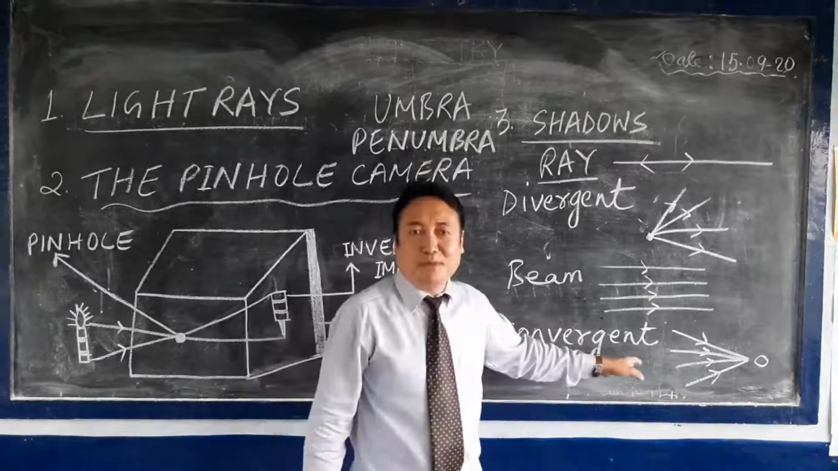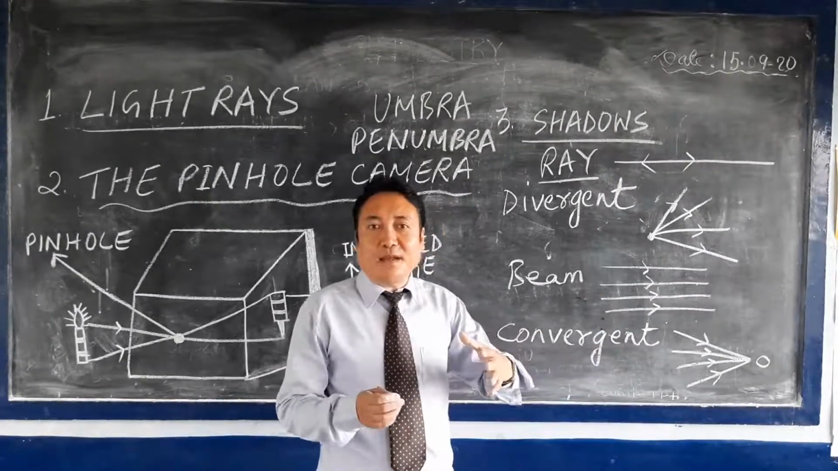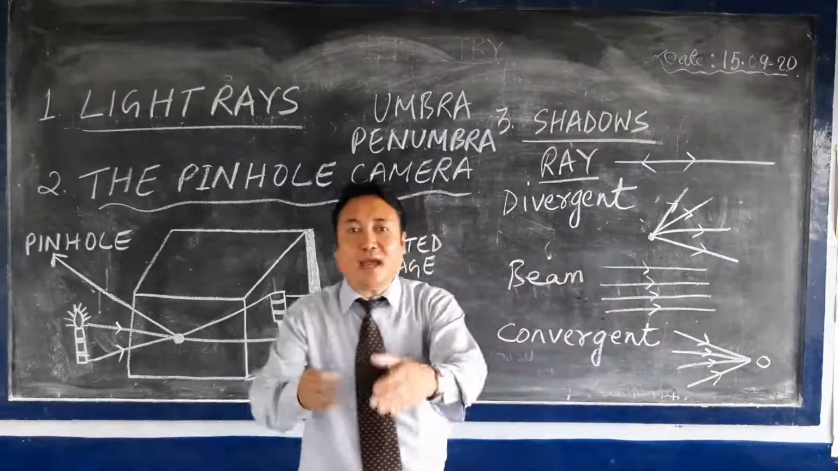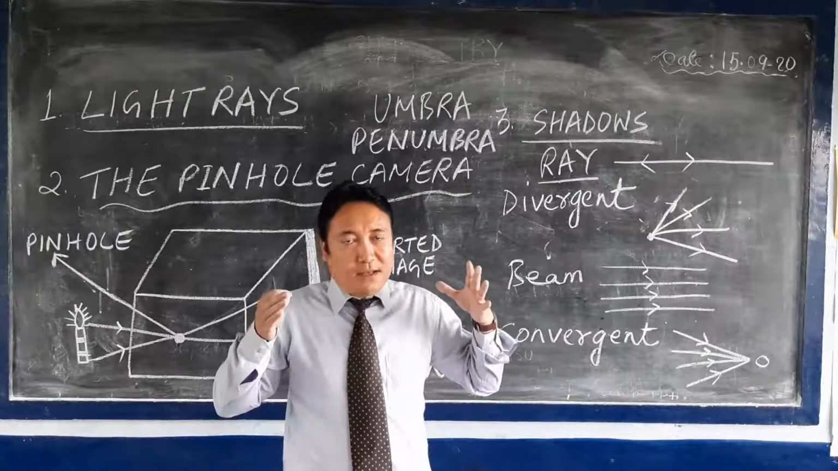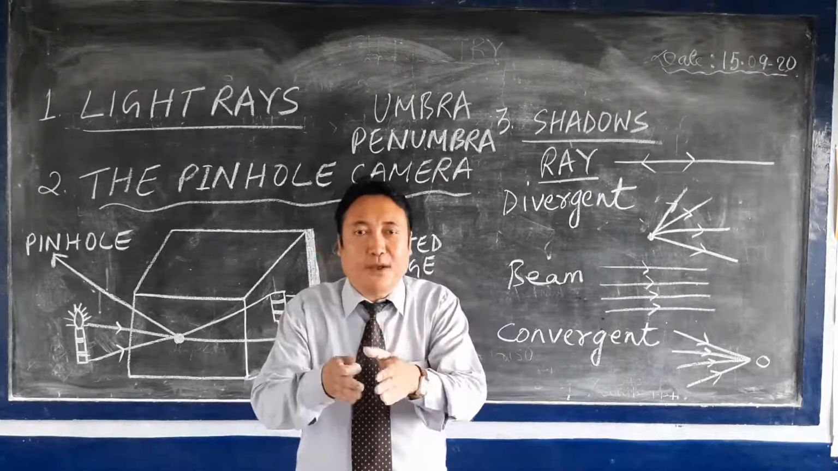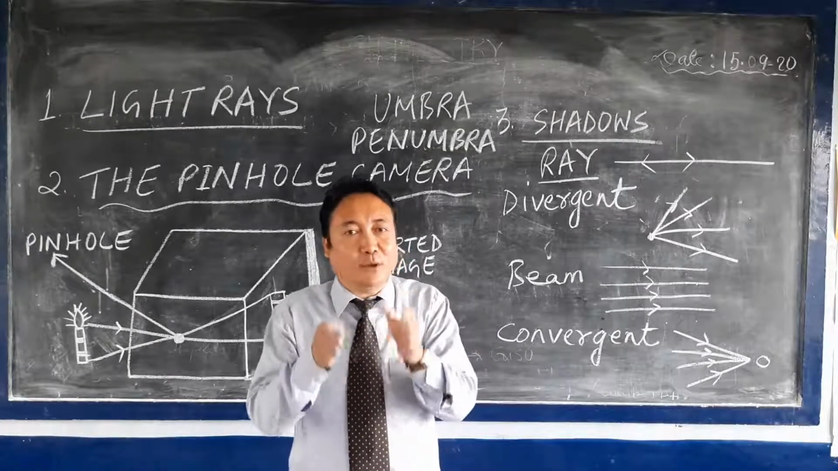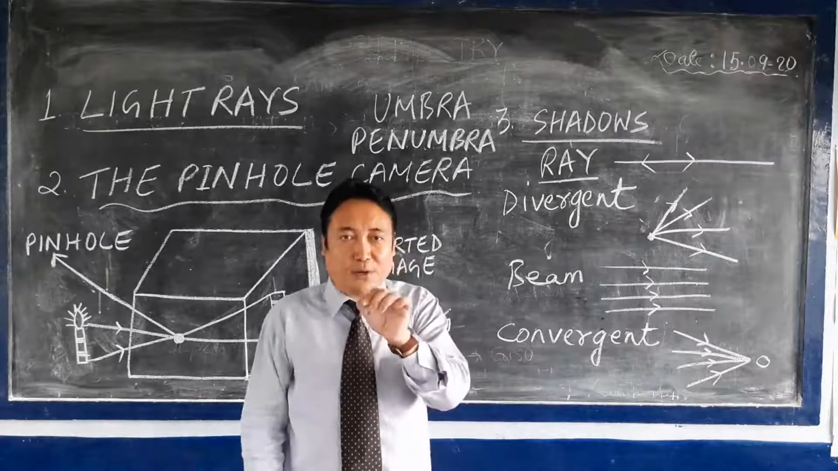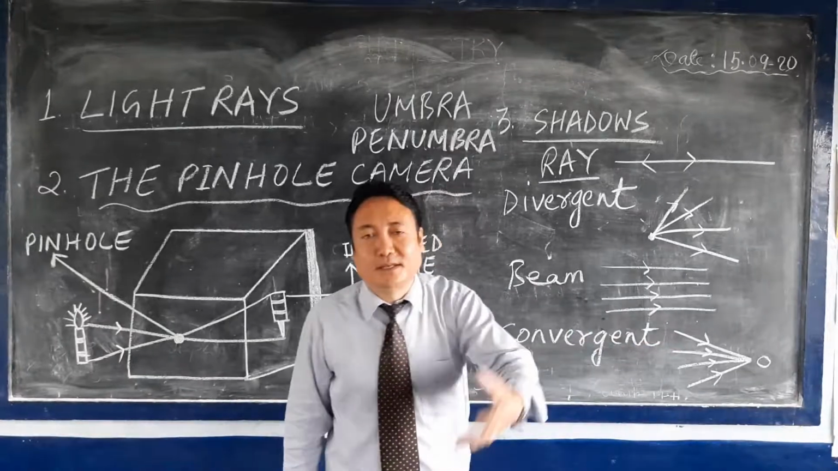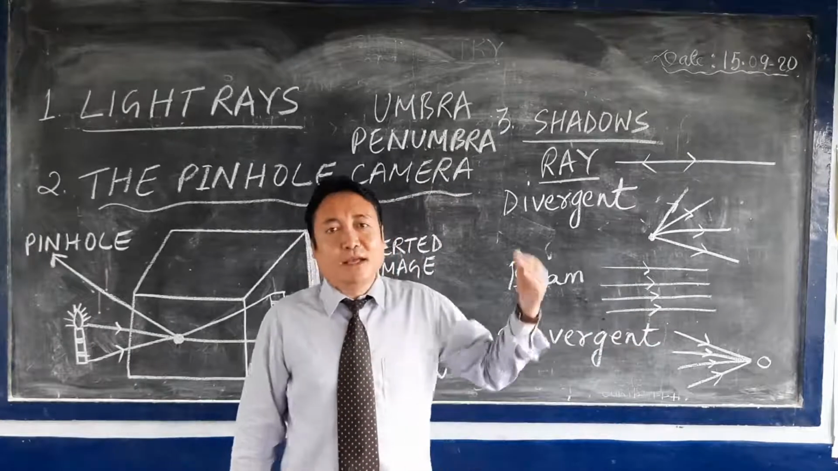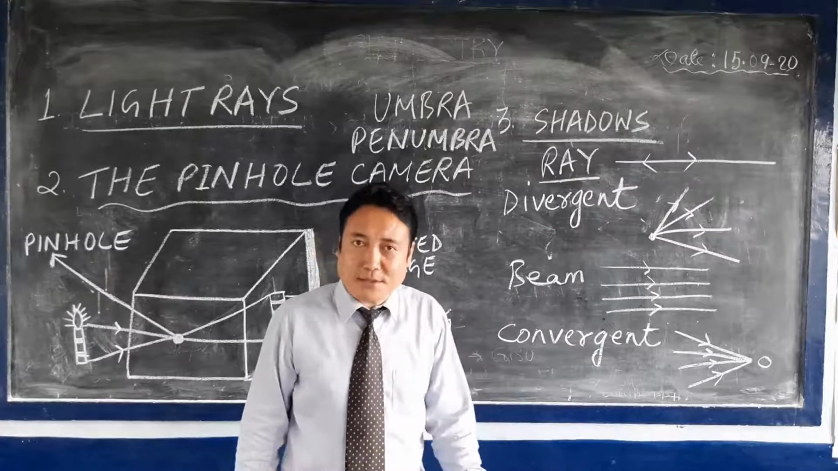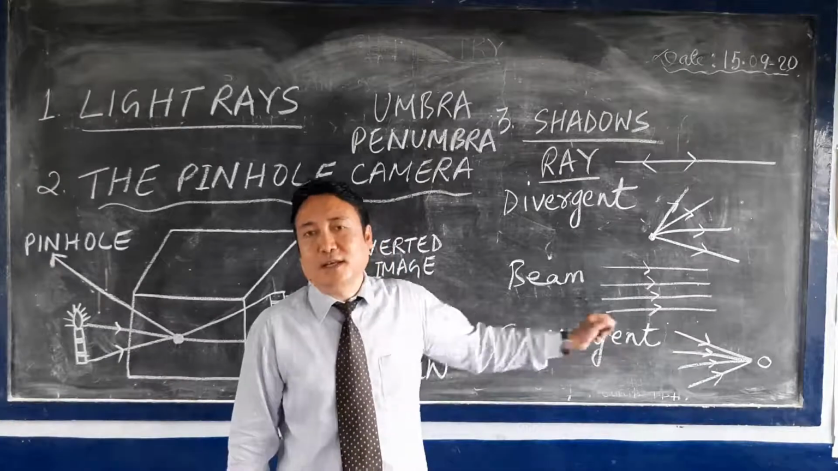Second one is the convergent beam of light. Okay, when a beam of light comes from a source and meets at one point, all the rays which come from the source and meet at one point, they intersect or meet at one point, and that is known as the convergent beam of light. Convergent means to meet. So convergent beam of light means a beam of light which comes from the source and they meet or intersect.